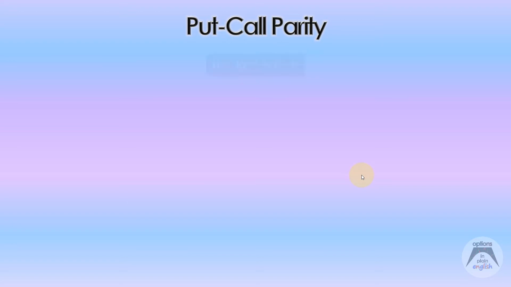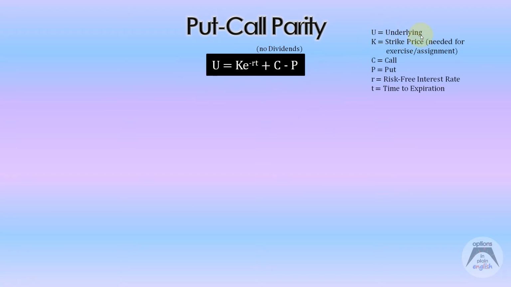Let's start by going straight to the formula. This is the put-call parity formula with no dividends, and we're going to see what all these symbols mean. The U is the underlying, which is going to be any instrument that has options. So it could be a stock, a futures contract, an index, an interest rate product, or a foreign exchange product. It doesn't matter. As long as it has options, then it's an underlying.